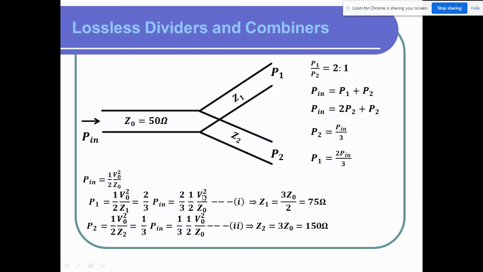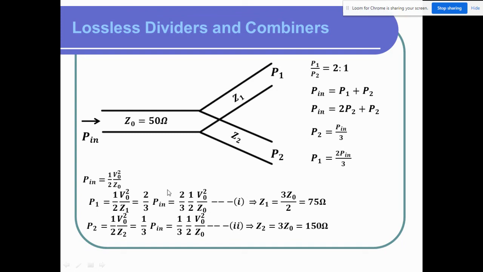Now we see this goes away, this goes away, half goes away, half goes away. So Z naught stays and 2 by 3 stays, right? So Z1 becomes what? 3 Z naught by 2. We know Z naught, so we put here 50, and we have 75 ohm. So the first is done.